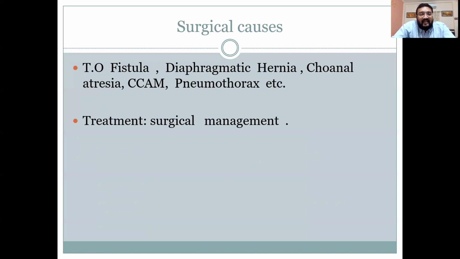In congenital cystic adenomatoid malformation of the lung, the child will have severe respiratory distress soon after birth, and on X-ray you can see cystic air spaces in the lung fields. And in pneumothorax, you will often get a history of positive pressure ventilation being given to the newborn, and air bronchogram can be visualized.